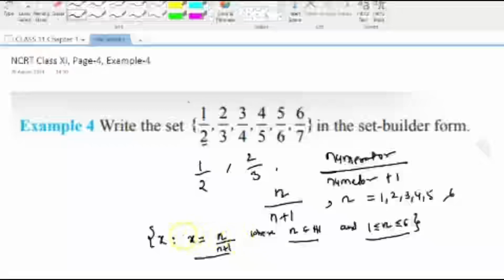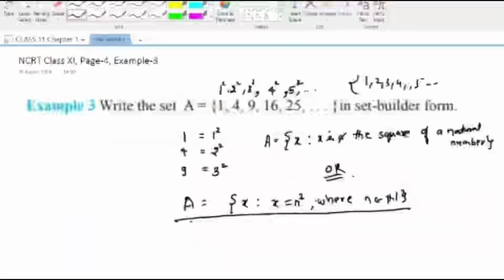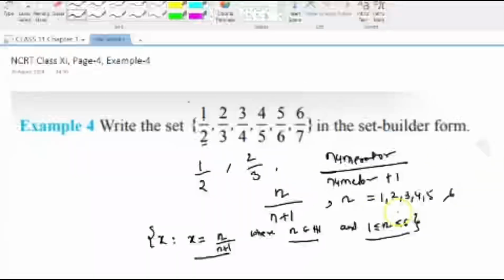So now you cannot write this set in the form "x is the square of a natural number." It is not very clear here. So this is why we use this type of notation to write it. I hope it is clear.